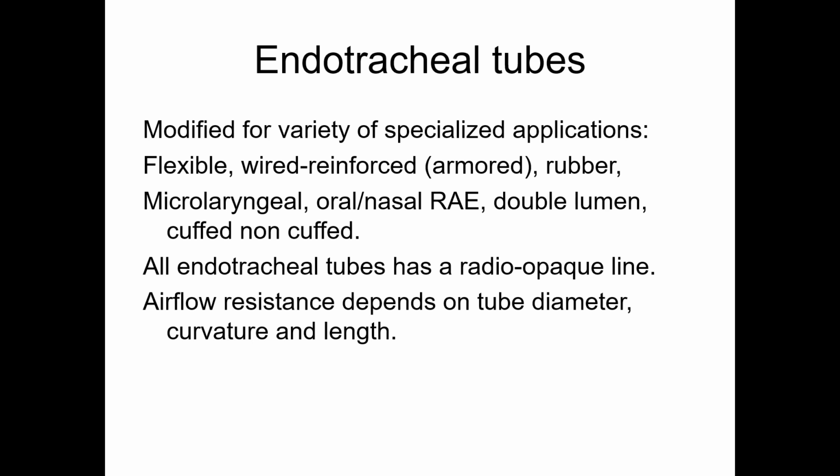Airflow resistance. You know that the endotracheal tube is smaller than the size of the patient's trachea. So, what decides the resistance? Of course, the larger tube, less resistance. The narrower tube, more resistance. Longer tube, more resistance. And connections: more curved connections, right angle connections cause more airway flow resistance.